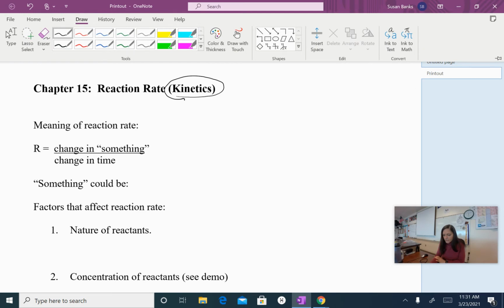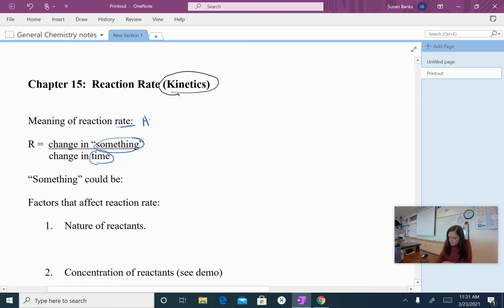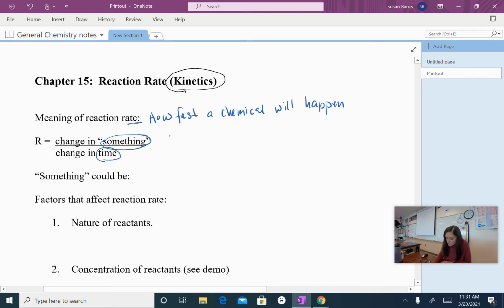So let's talk about really quickly, first thing, what we mean by a reaction rate. Now, a rate is how quickly something happens, okay? So a rate is a change in something over a change in time. So we're talking about how fast a chemical reaction will happen. And we usually measure this by the change, and I'm going to use the delta symbol because in the Greek alphabet delta means change, in usually the mass or the concentration of a product.